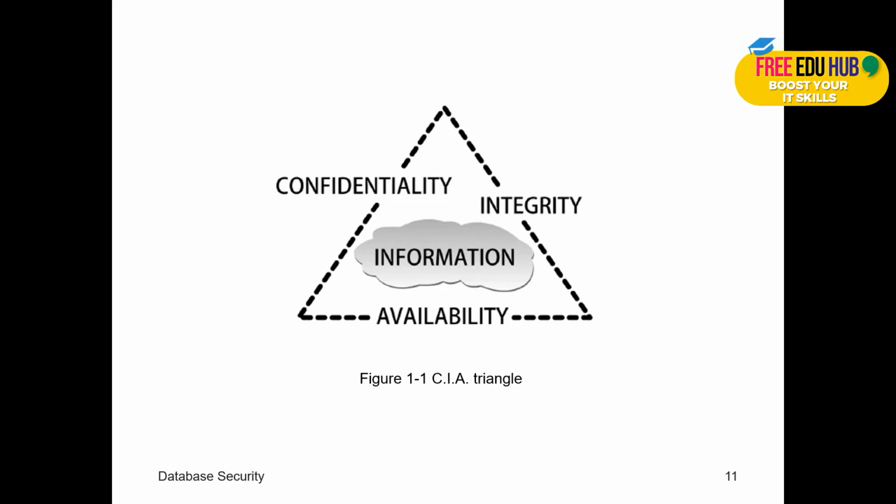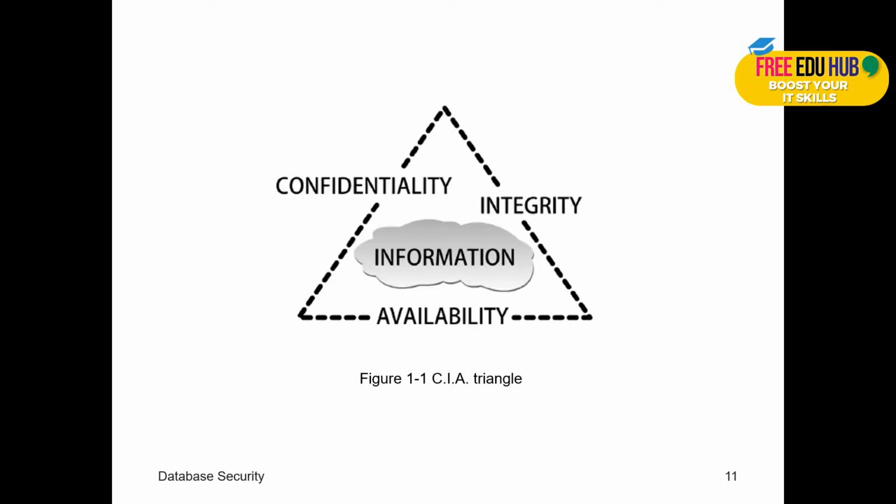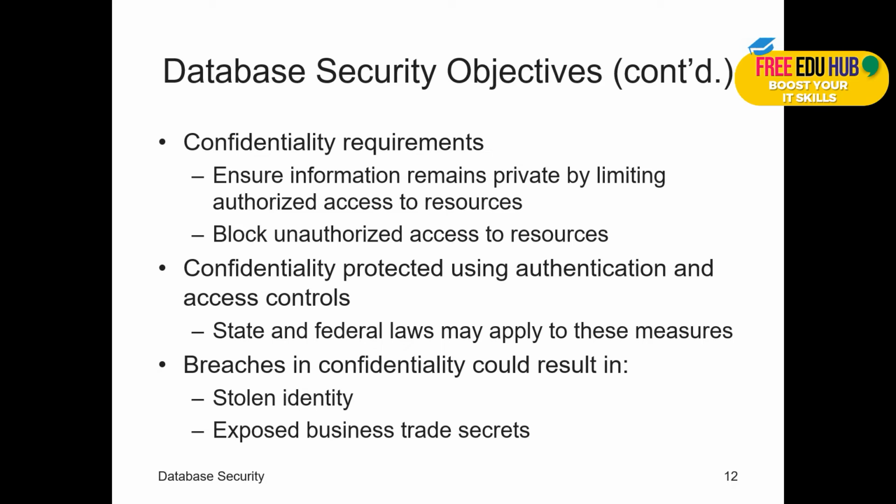The key to achieving an effective data security architecture is that the organization must maintain confidentiality, integrity, and availability, and it goes in a loop. Confidentiality of the information should be there, integrity of the information should be there, and then the availability of it should be there. That's why we call it the CIA triad. Now, confidentiality requirements are to ensure information remains private by limiting access to authorized users. Only those who must see that information must have access to those resources.